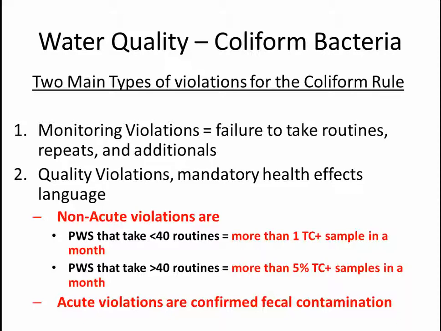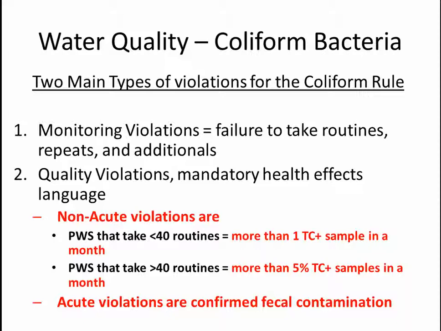And if you have a quality violation, then you have to do mandatory health effects language in your public notice to your consumers. So a quality violation is there's two kinds. The first kind is a non-acute quality violation, and that means if you are a system that takes less than 40 routines per month, that means that you have had more than one total coliform positive sample in a month. If you take more than 40 routines per month, then you have a non-acute violation if more than 5% of your samples are positive during any 1 month.